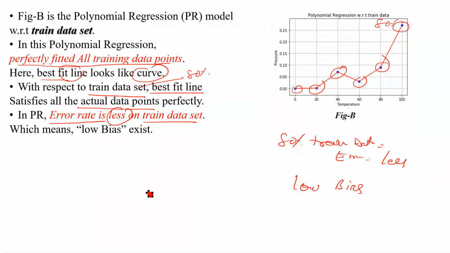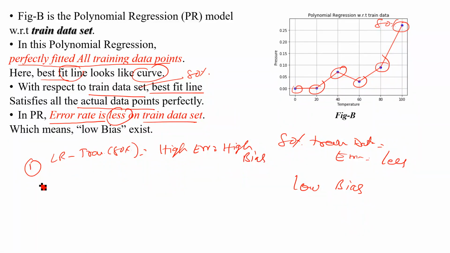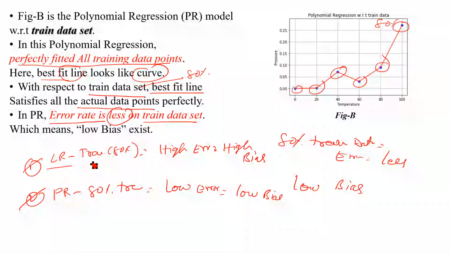So low bias. In the previous figure, linear regression on the trained data set, the 80% of the trained data set, we got the high error, which means high bias. In the second, polynomial regression on the 80% of the trained data, we got the low error, which means low bias. So here I am asking one question. Comparing these two models, linear regression on the 80% trained data set has high bias and here low bias.